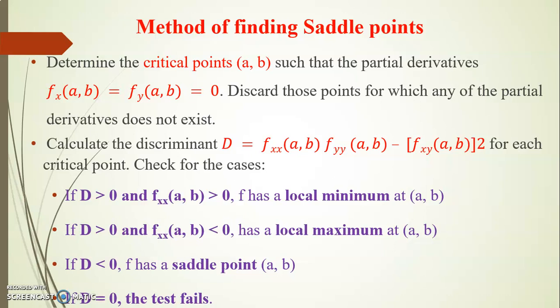Next, we check for the following cases. First one, if d is greater than 0 and fxx of a, b is greater than 0, then f has a local minimum at the point a, b. Next case, if d is greater than 0 and fxx of a, b is less than 0, then f has a local maximum at a, b. If d is less than 0, then f has a saddle point at a, b. If d is equal to 0, then the test fails.